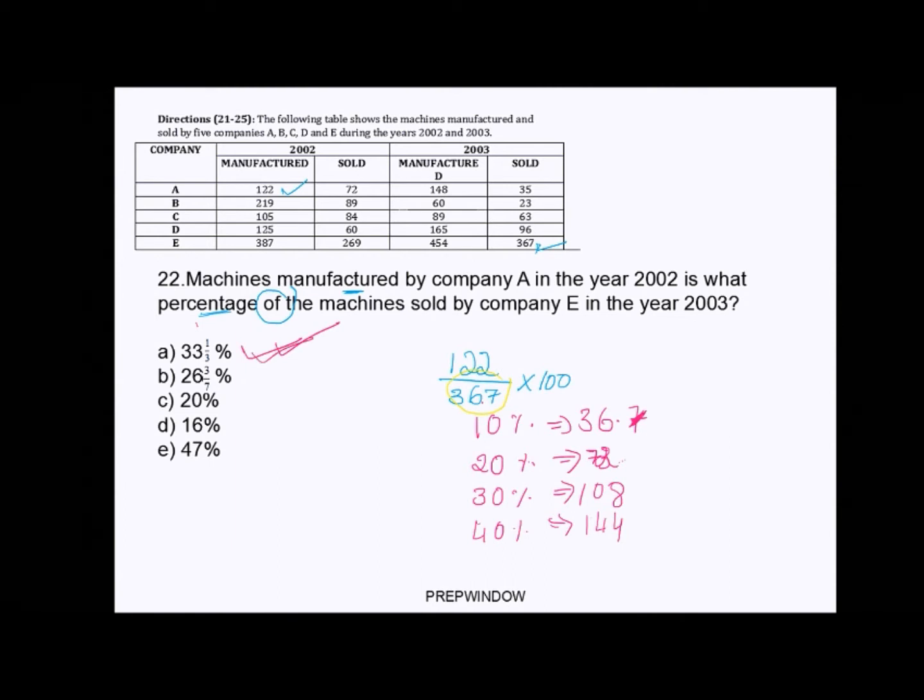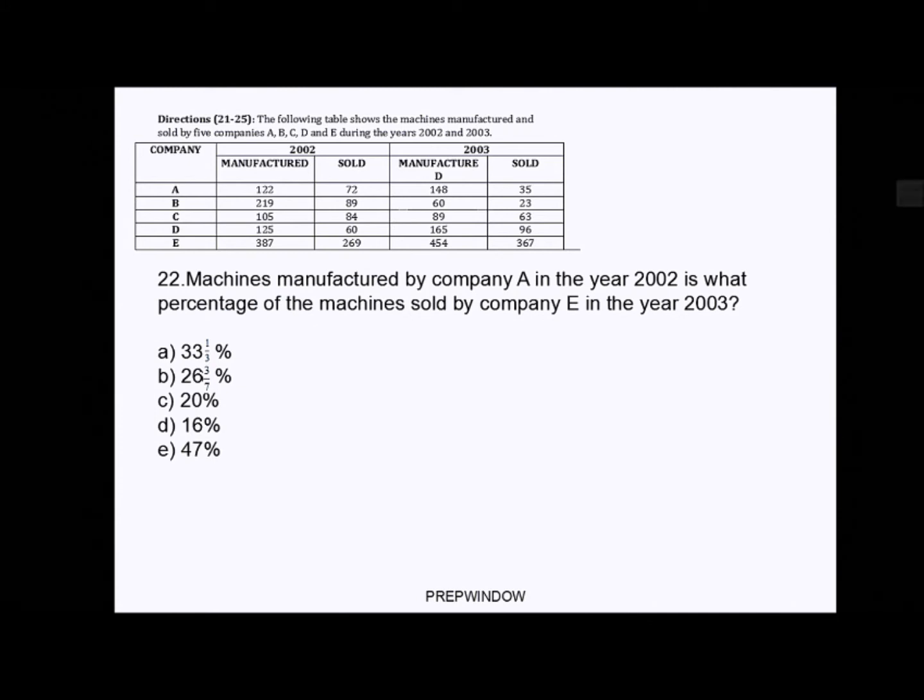So students, see how this universal method works for each and every question. If the numbers are not divisible by any easy number, see here 122 and 367 are not divisible by an easy number, but with our universal method of taking percentage of the denominator, it becomes very easy for us to calculate. Yes, so that is the second question. Now we'll move to the third question.